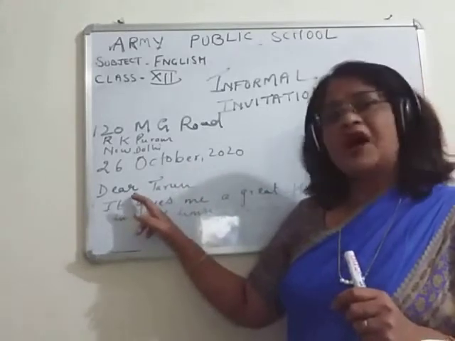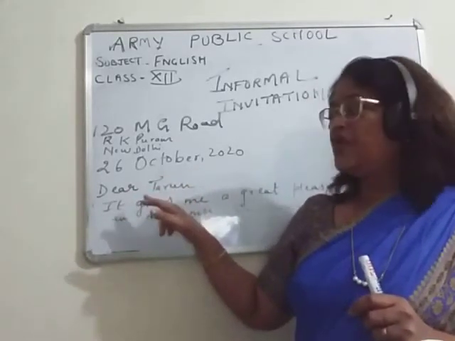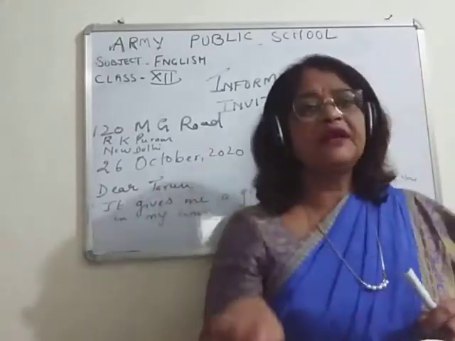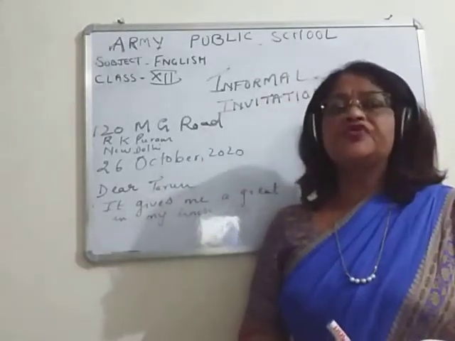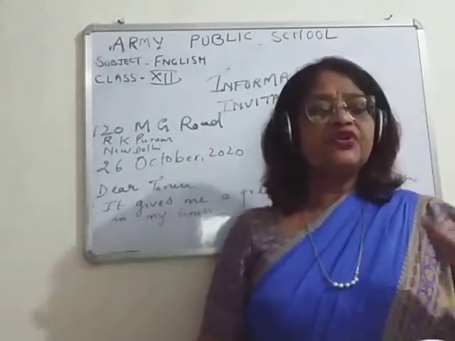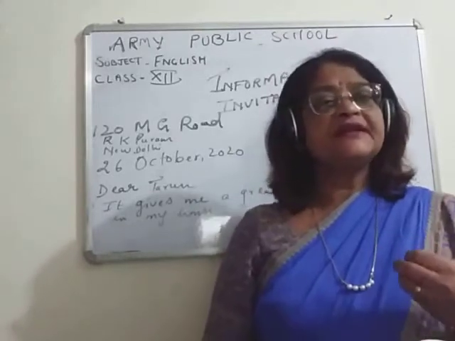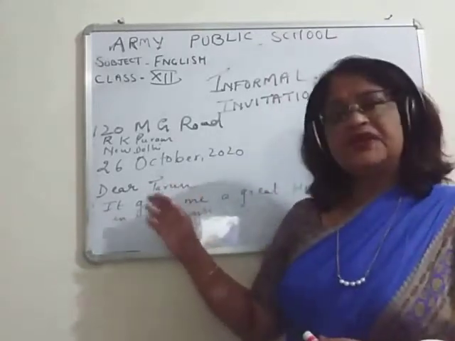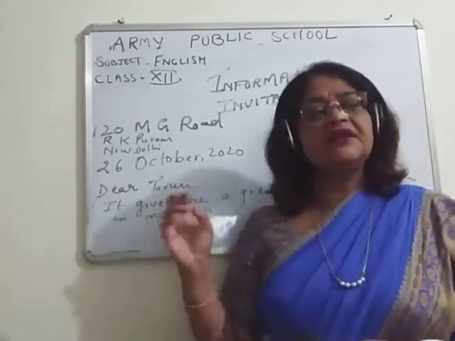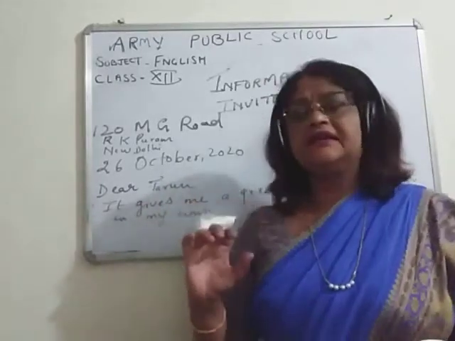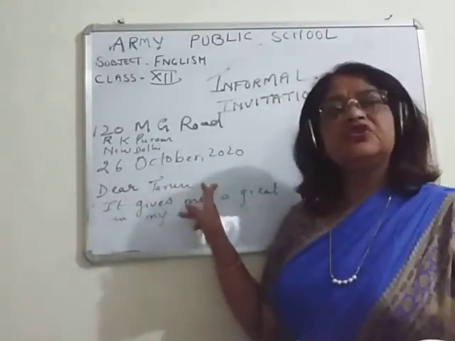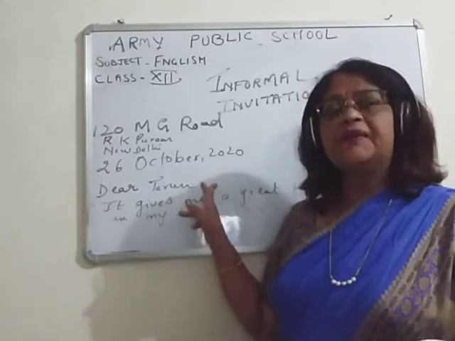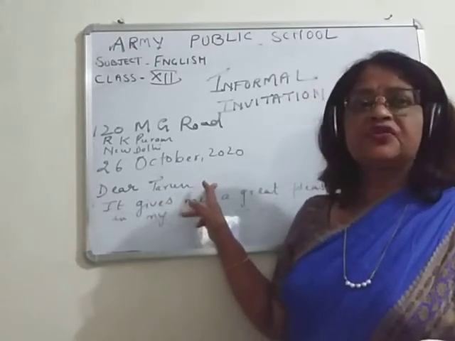Then, children, you have to write here the name of the person whom you are inviting. You have to see your salutation. If you are inviting your uncle or auntie, then you have to write in a very nice manner, dearest uncle, dear auntie. And then you don't have to put any comma after the salutation either.